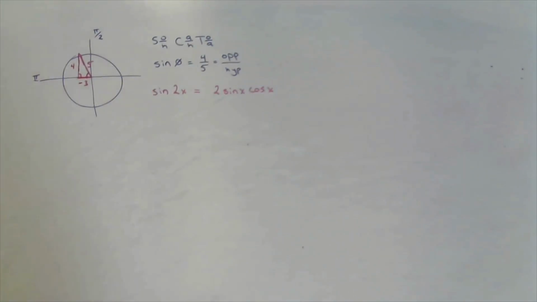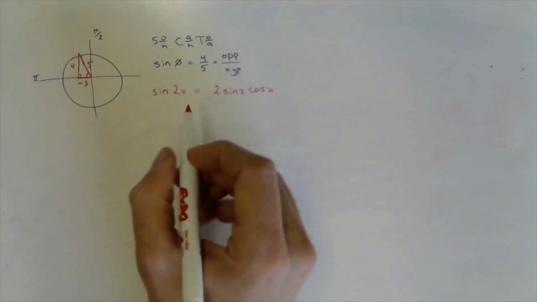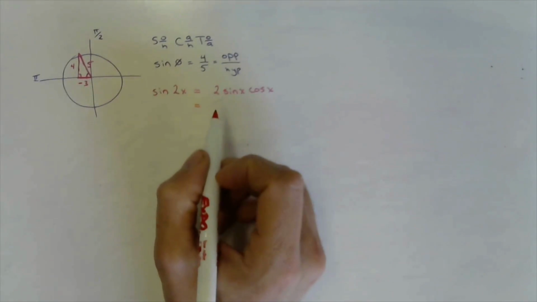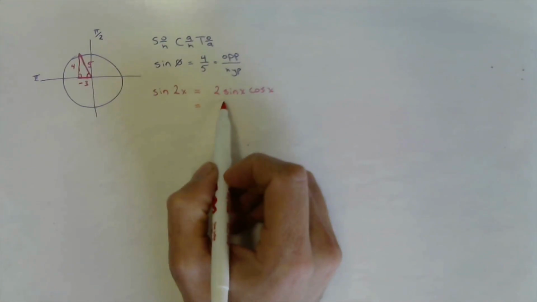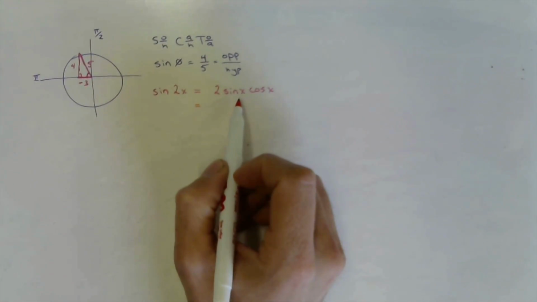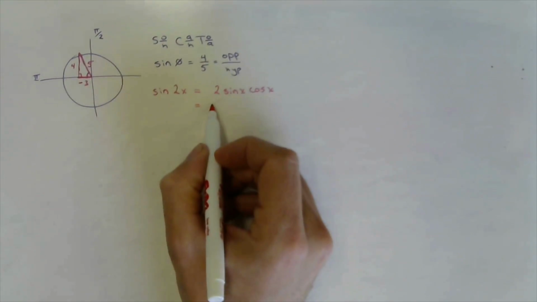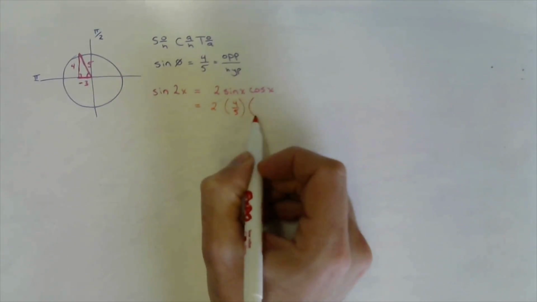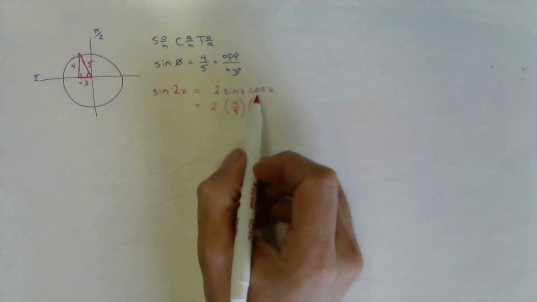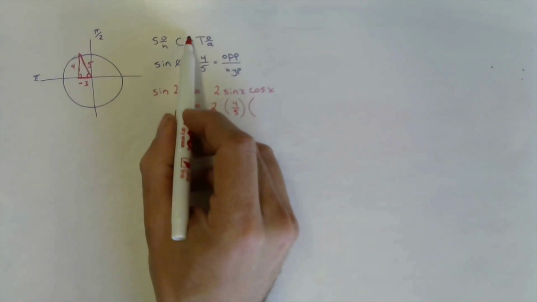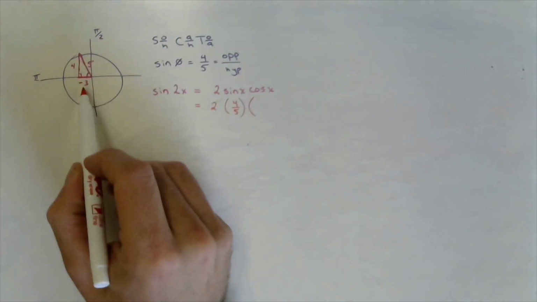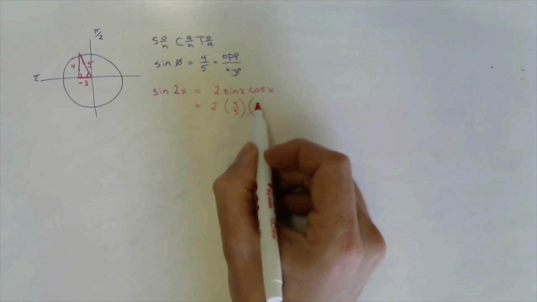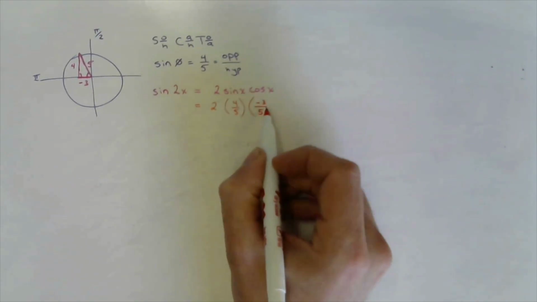So this is why we needed our little diagram, because now we can easily, from our diagram, determine the sine of x, which is already given to us. So over here we have 2 times the sine of x, which was 4 over 5. But we used our diagram to get the cosine of x, which is adjacent over hypotenuse, so negative 3 over 5.